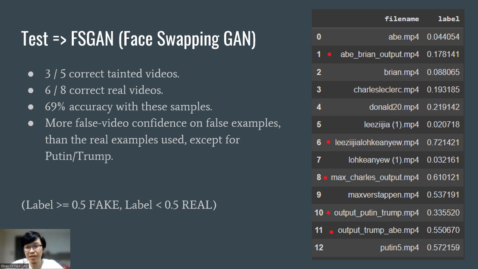For example, my video on Charles Leclerc creates a label of 0.193. Max Verstappen creates a label of 0.537. Putting Charles' face on Max Verstappen creates a label of 0.610, which causes it to be categorized as fake.